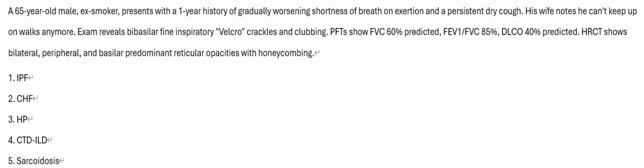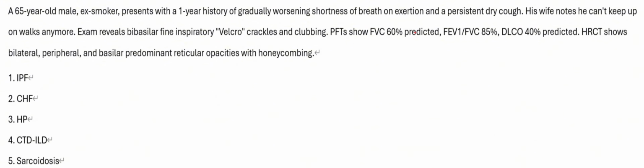And then the third option is hypersensitivity pneumonitis. HP is an immune response to inhaled organic antigens like bird droppings and molds. Its presentation in acute form is a flu-like illness: fever, chills, cough, dyspnea hours after exposure, but this is a 1-year history of dyspnea. The chronic form is insidious dyspnea and fibrosis.